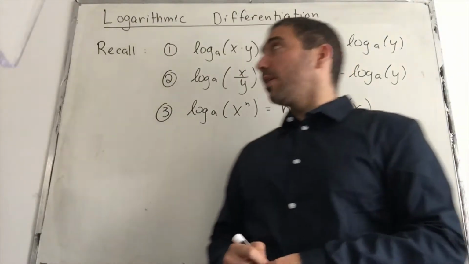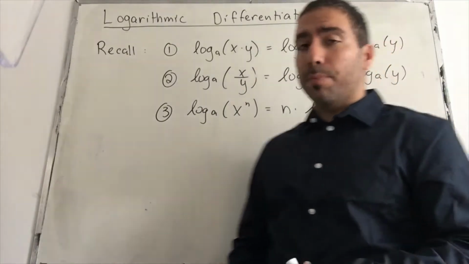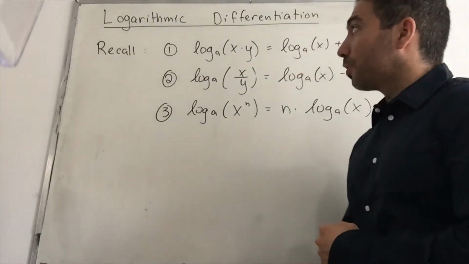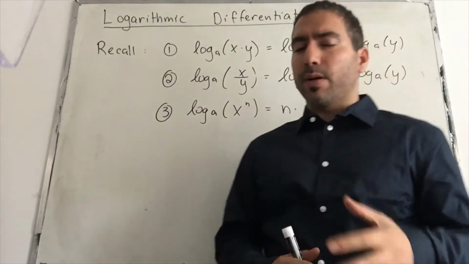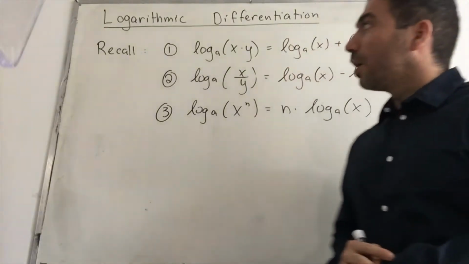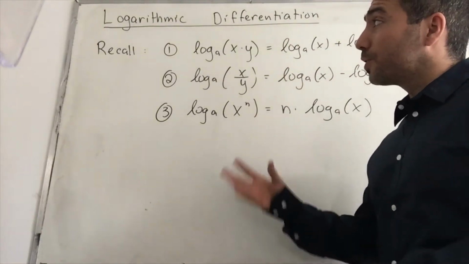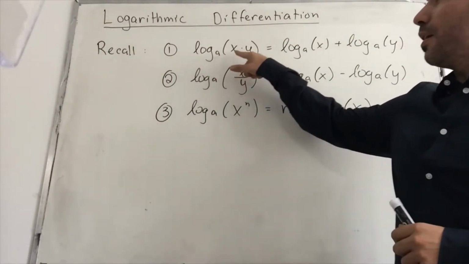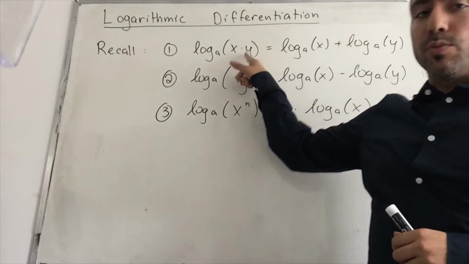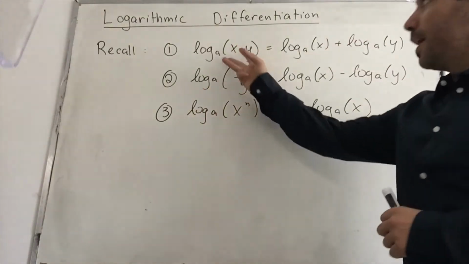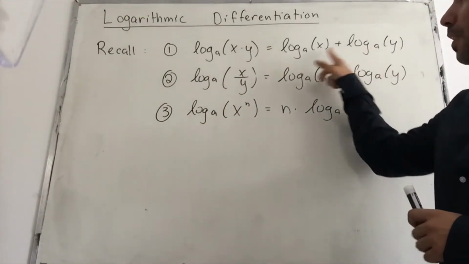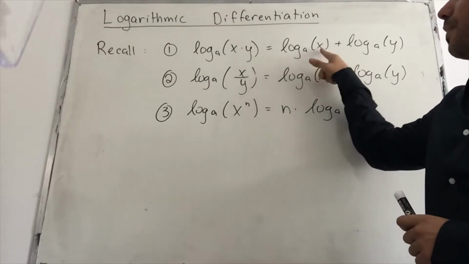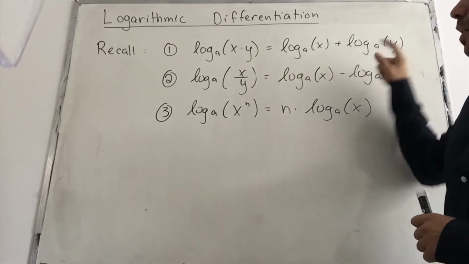Before we start, let's remind ourselves of some properties that we use from logarithms. I'm not going to write all of them, just the ones that are most likely to show up. The first one is that if we have the logarithm base a of x times y, a multiplication inside the log, it turns into two logarithms with an addition: log base a of x plus log base a of y.